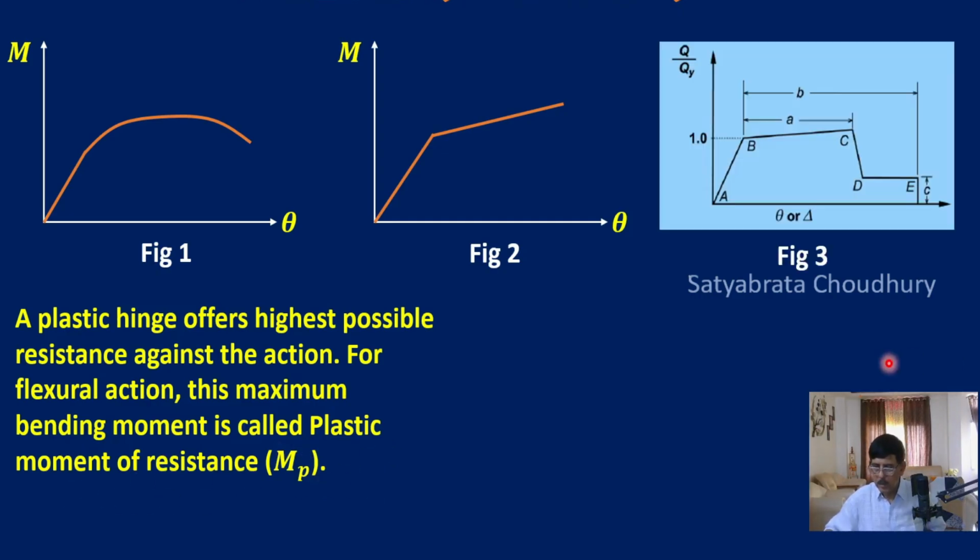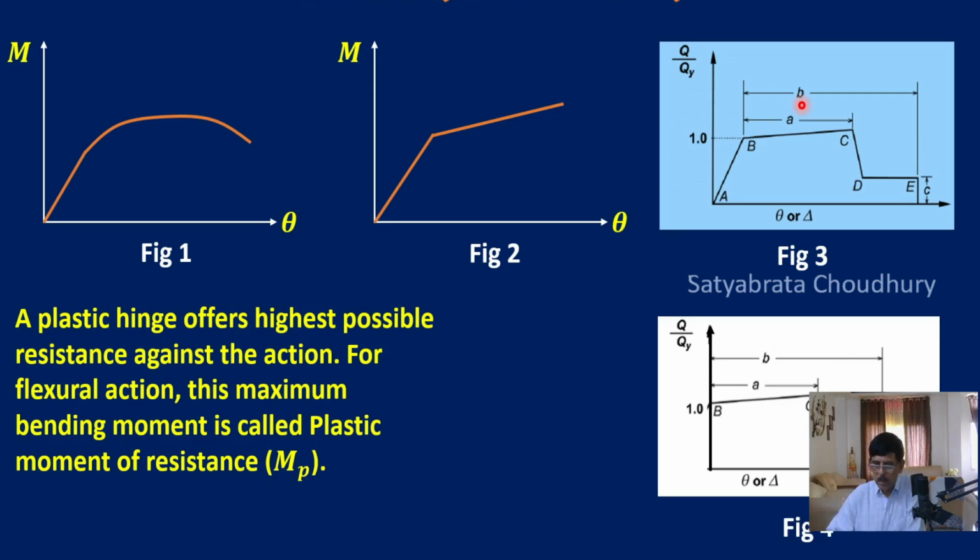Now in the FEMA documents or in the ASCE or ACI documents, you will get a diagram like this, showing the normalized load in one direction and the rotation or displacement on the x-axis. A to B is elastic, B to C is plastic, C to D is plastic, and D to E is also plastic. B to C is given by the segment small a, and up to the last point, the failure point, it is given by the segment length b.